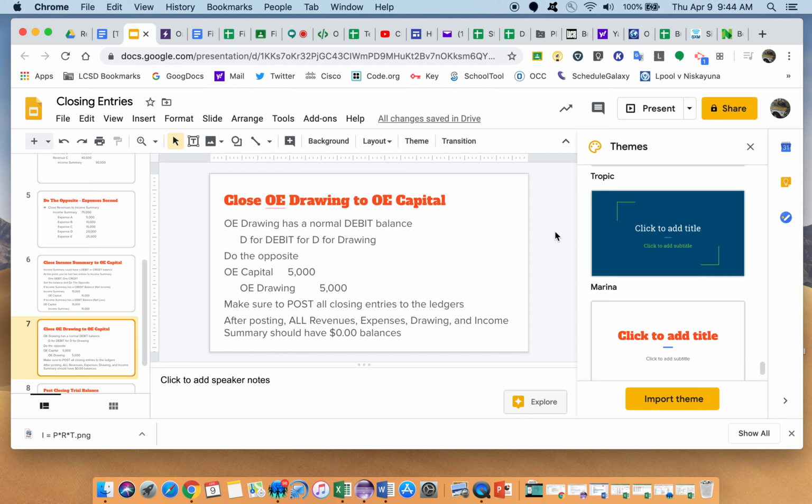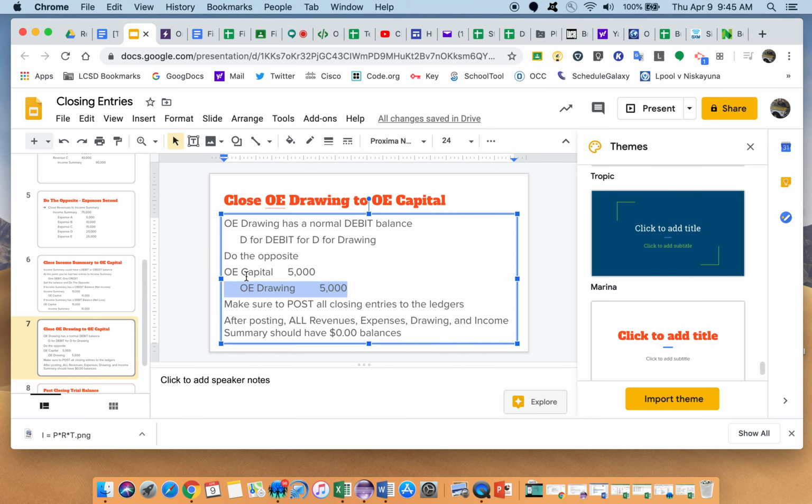Then we close owner's equity drawing to capital. All right, drawing, D for debit. Drawing has a normal debit balance, so we're going to do the opposite. We're going to debit capital and credit drawing. In order to close an account with a debit balance, we credit it. So in this case, we credit drawing and we debit capital.